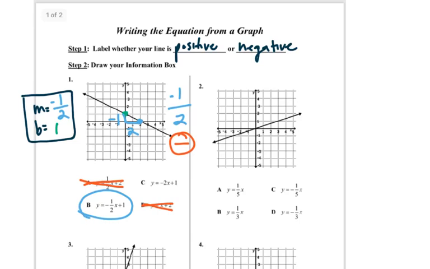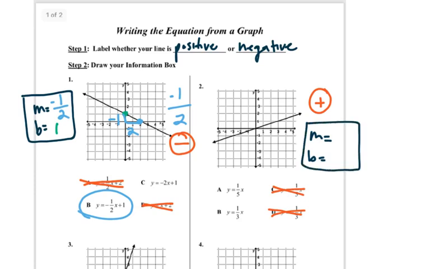Go ahead and try number 2. In number 2, again, let's start with, this line is going up the hill. So that's a positive graph. It's a positive slope. If it's positive, it means the slope is not going to be negative. So now I can draw my information box. M equals, B equals, make it a box so we don't lose our slope and our y-intercept.